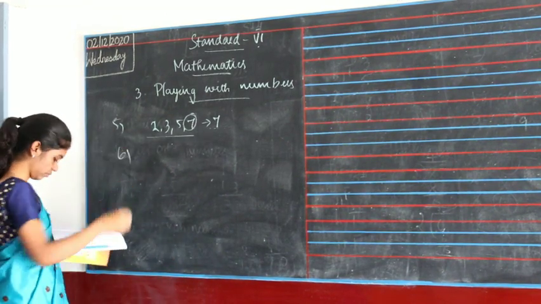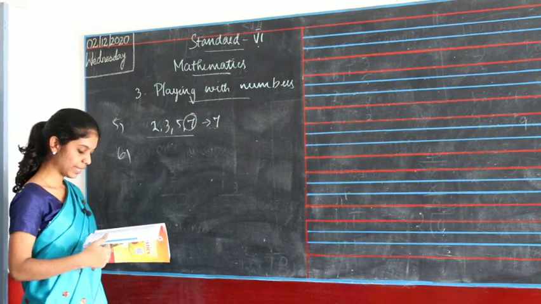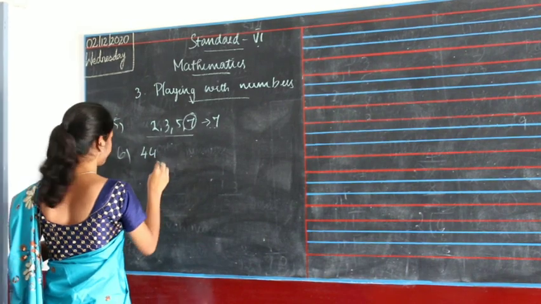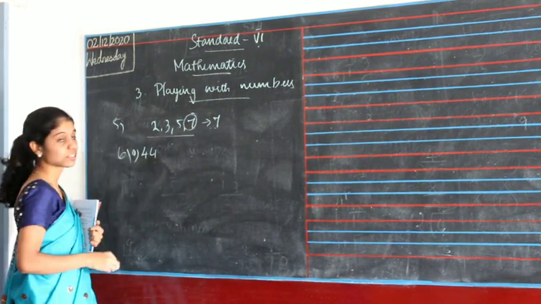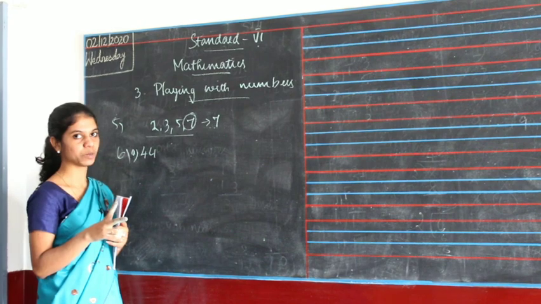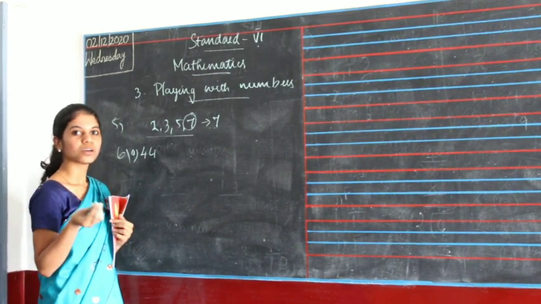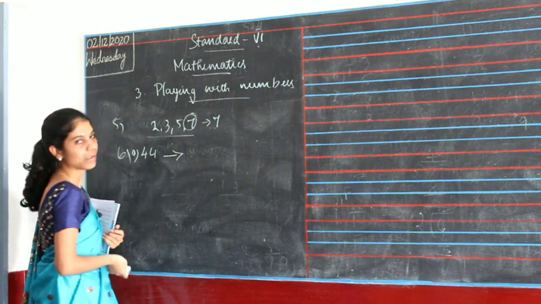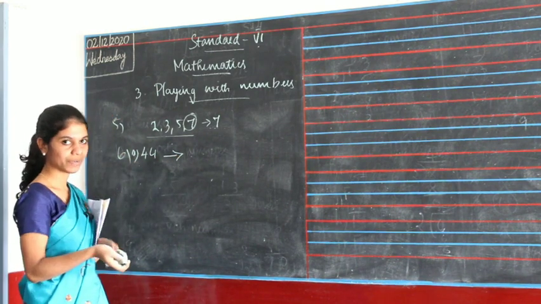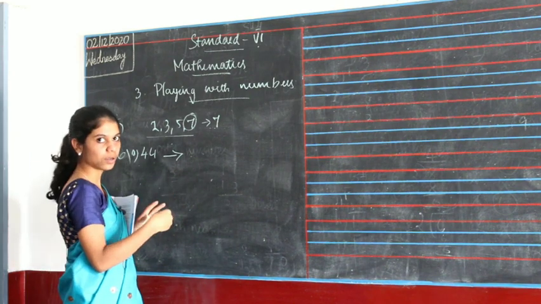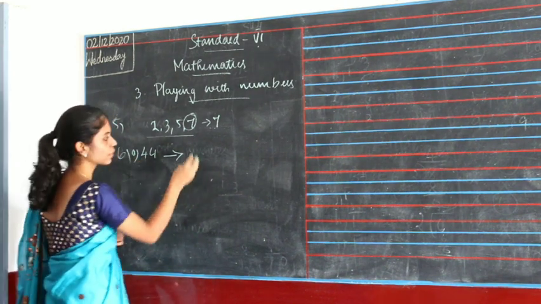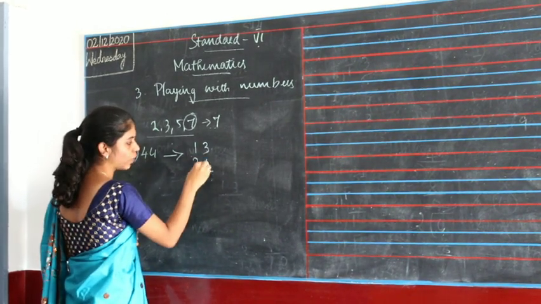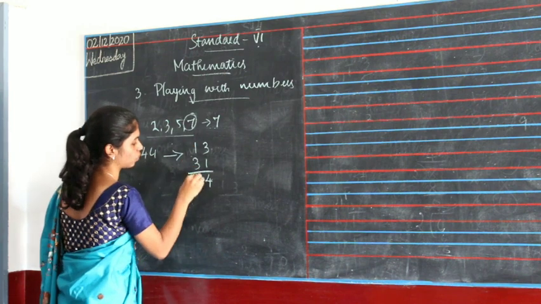So the 6th one. Express the following as the sum of 2 odd prime numbers. 44. Okay, they asked us to express this as a sum of 2 prime numbers. You have learned about framing a problem, the same way you have to frame a problem for this in a way that both are prime numbers. Okay, 44 you can write as 13 plus 31. 3, 1, 4 and 1 plus 3 is 4.